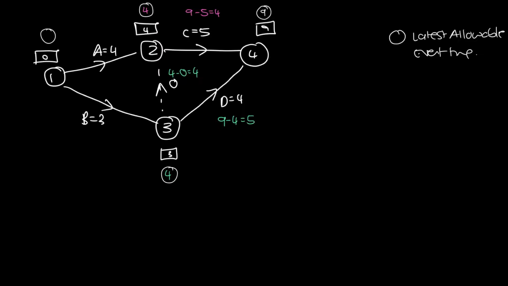Right, so let's continue. We now have event 1 to look at. For event 1, we have 2 arrows coming out of it, so we need to investigate both. Let's start with A equals 4. A goes into event 2, so we have the latest allowable event time of event 2 minus the duration of A, and that gives us 0. We're also going to look at activity B. B is equal to 3, but it comes out of event 3, so we have 4 minus 3, and that gives us 1. Once again, we choose the smallest of these, so it is going to be 0.